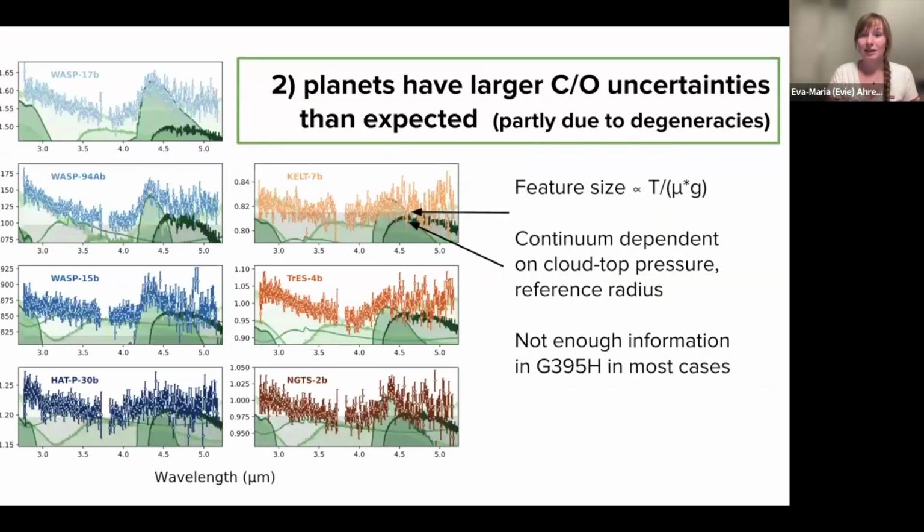Another option, which I've already said many times, especially for Cal 7 and NGGSTB, is that we have this degeneracy between the continuum, the feature size essentially set by the atmospheric scale height, the cloud top pressure, and the reference radius as well. We really need additional data. There's just not enough information in G395H, with often just one full feature, CO2, because even the water feature is not fully covered and is just an increase towards the bluer wavelength range. So we just need wider wavelength ranges here.